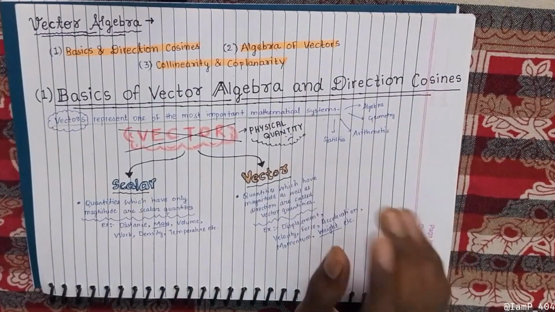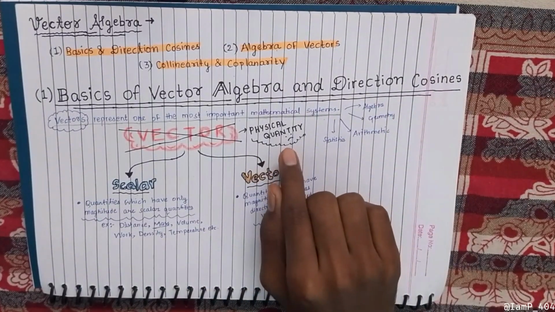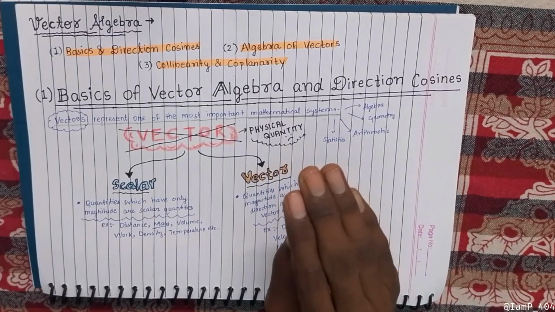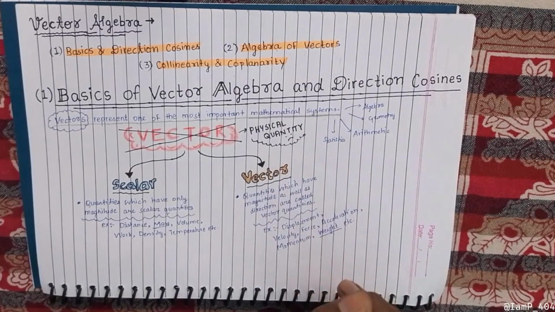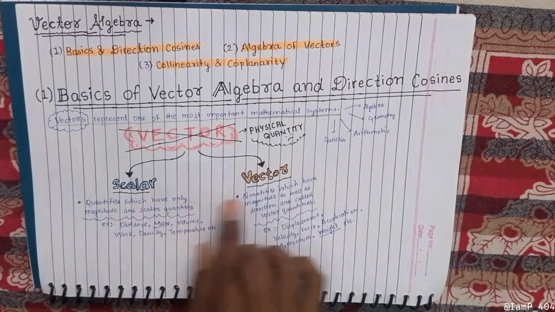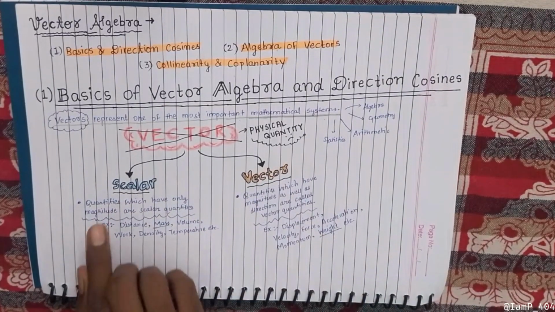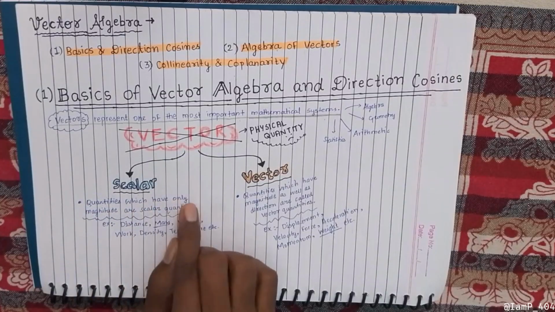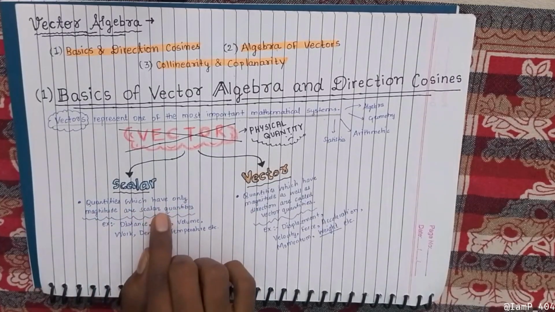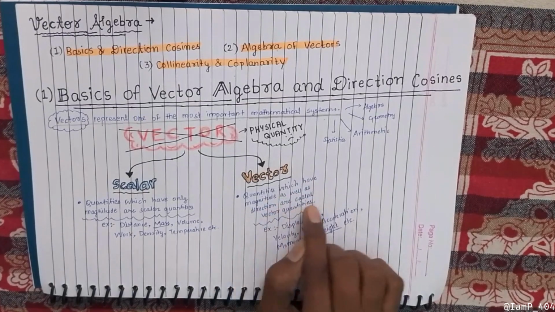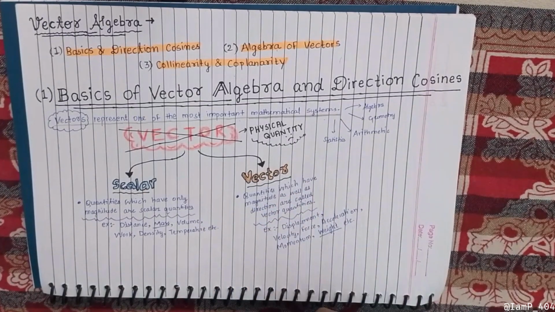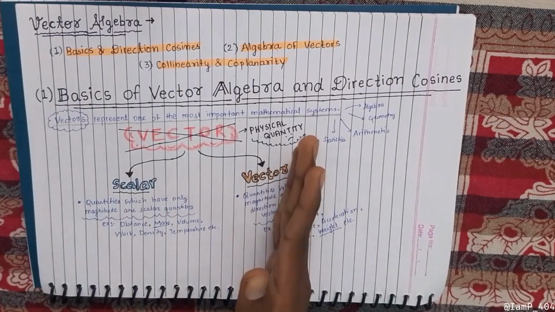Now, why do we need them? In physics, there are so many quantities, which we call physical quantities, and they are classified into two categories based on direction: scalar and vector. Quantities which have only magnitude are scalar quantities, and quantities which have magnitude as well as direction are called vector quantities. This is the biggest difference between scalar quantities and vector quantities.